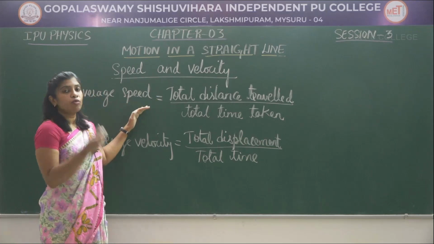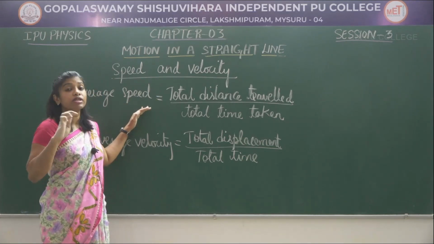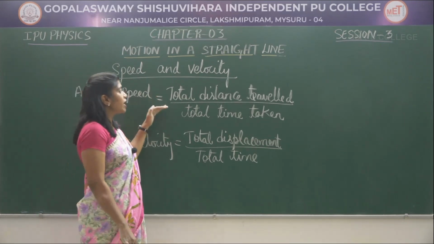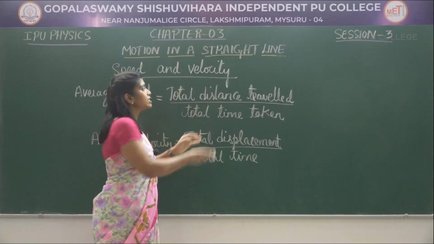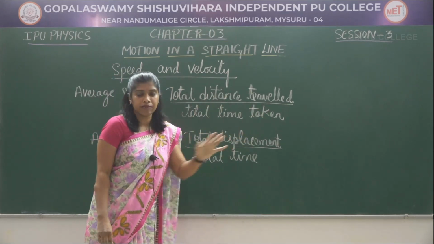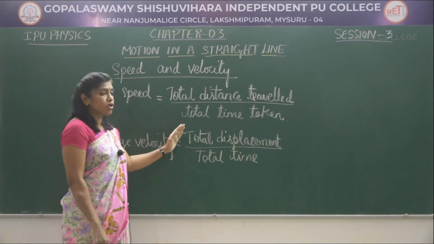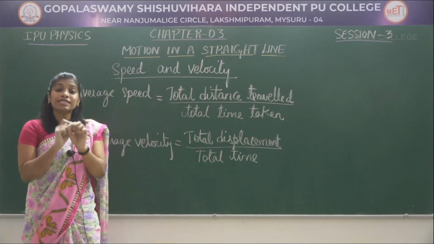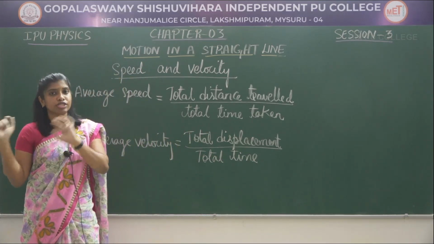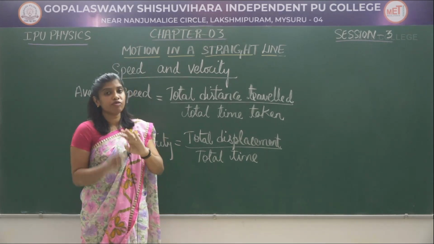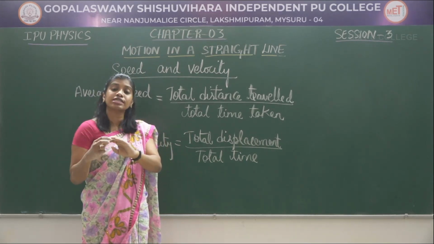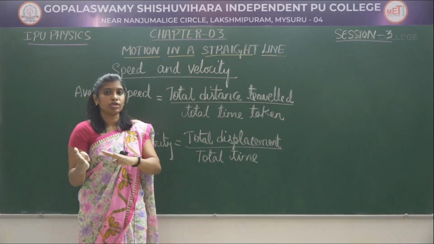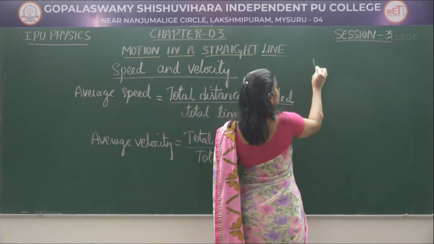So what is average speed? Whenever the speed is not uniform, the speed is varying, we calculate the average speed. Average speed is given by the formula total distance travelled by total time taken, and average velocity is total displacement by total time. Now I can also find the instantaneous speed and instantaneous velocity of a body. If a body is travelling with a certain velocity and that velocity is variable, then I need to find the instantaneous velocity. And we have the formula for average velocity.